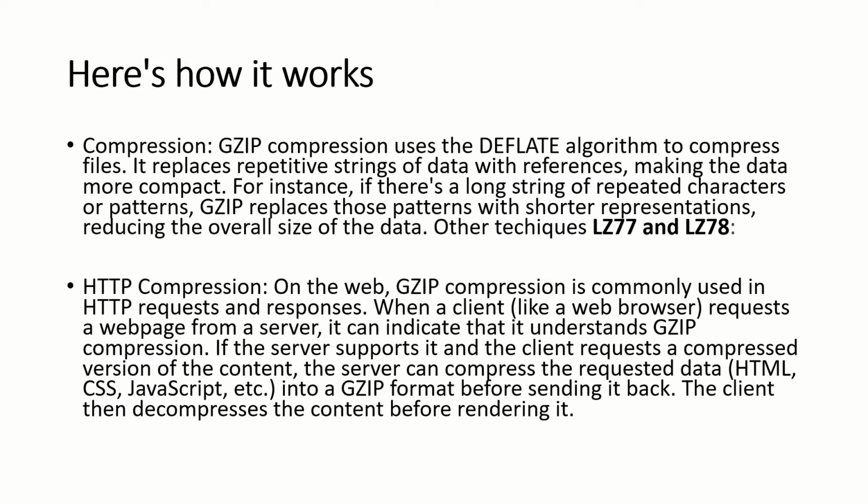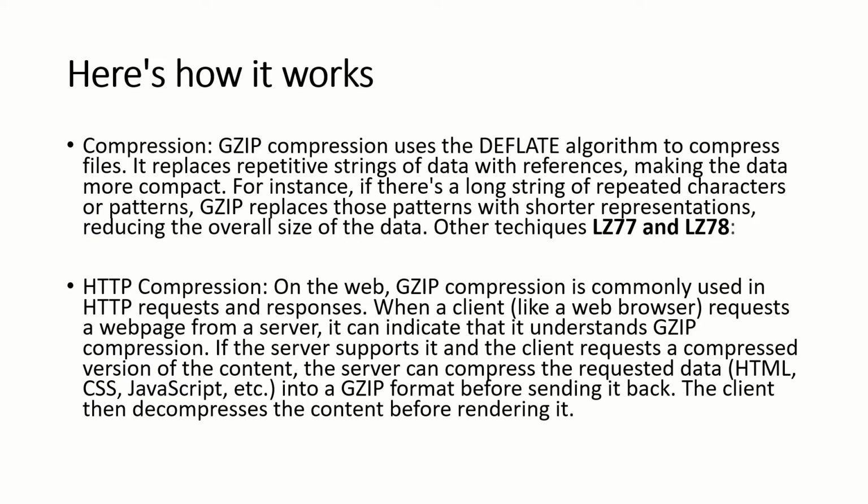On the web, Gzip compression is commonly used in HTTP requests and responses. When a client like a browser requests a web page from the server, it can indicate that it understands Gzip compression. If the server supports it and the client requests a compressed version of the content, the server can compress the requested data, HTML, CSS, JavaScript, or any data that the server is sending, into the Gzip format before sending it back. The client then decompresses the content before rendering it.